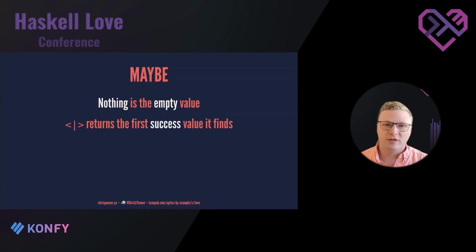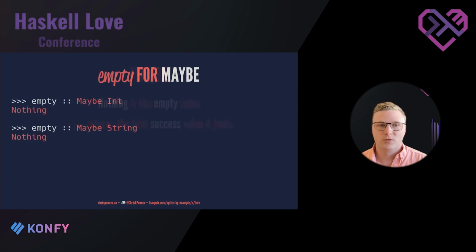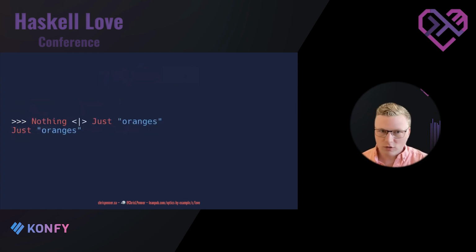So of course, nothing is the empty value. It does not contain anything. And therefore, it can take on any type. And we've got this kind of or else here, which for the purposes of MaybeT will return the first success value that it finds, okay? So here's what empty kind of looks like, right? So we can see very clearly that if we define empty as a MaybeT integer, it's going to be nothing. And if it's a MaybeT string, it'll be nothing. So it's the same concrete constructor, which can take on any of these internal value container types. So that's how that works.